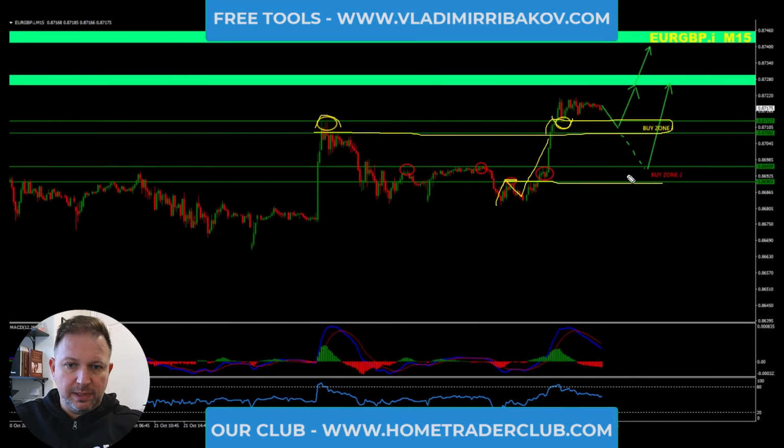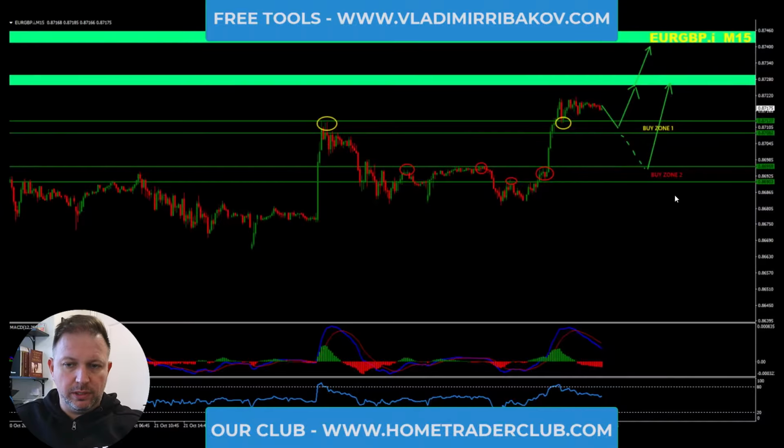Broken resistance becomes support. I marked this range here as this is where you can see the buyers took control, then a range, and then buyers exploded. So this is a demand area as well. So either from here after some rejection or from lower after some rejection, we want to get in the buy.